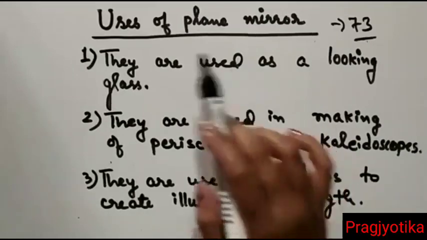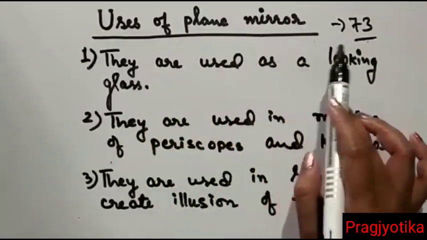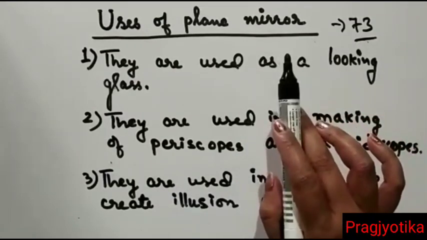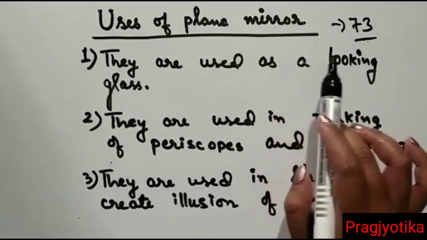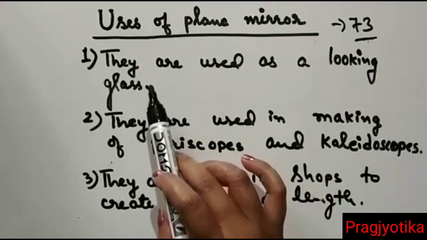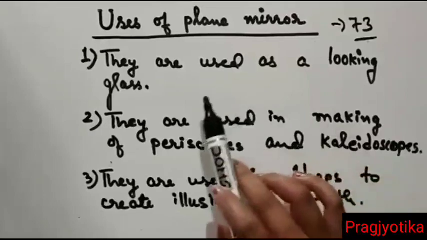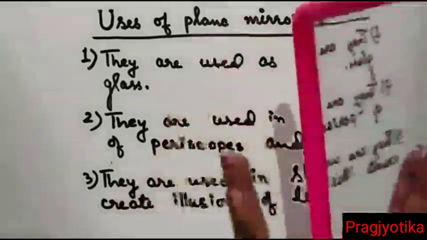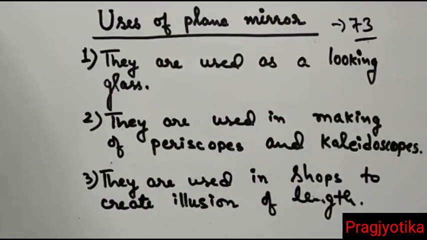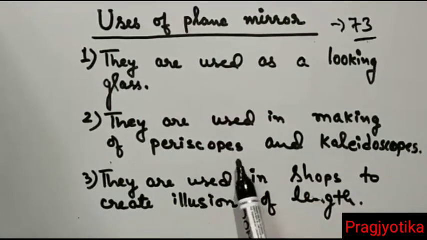So our next topic is uses of plane mirror, which is on your page number 73, first paragraph. Here 3 important uses of plane mirror are given. So the first use is they are used as a looking glass. Second is they are used in making of periscopes and kaleidoscope.